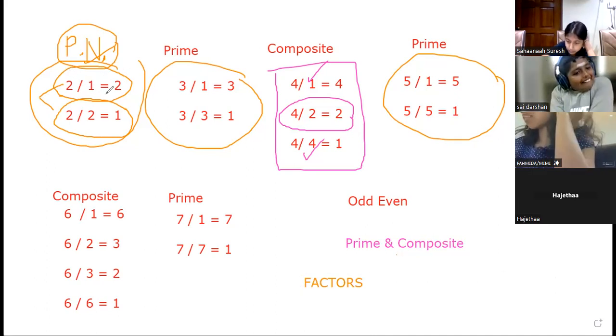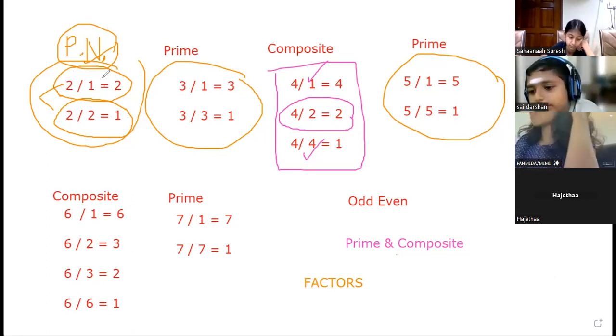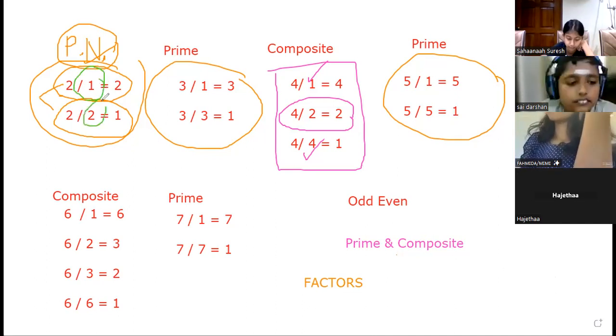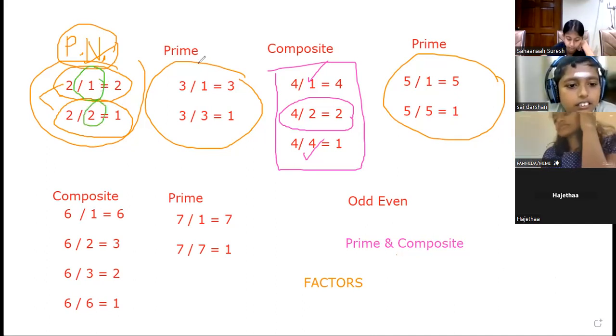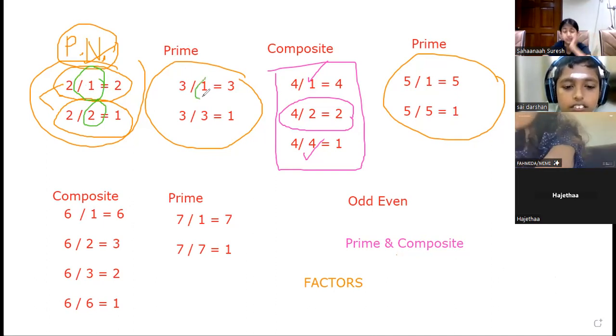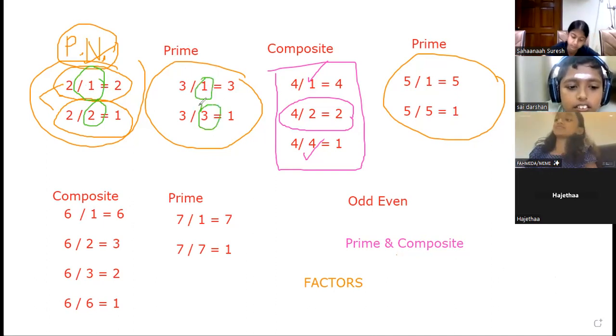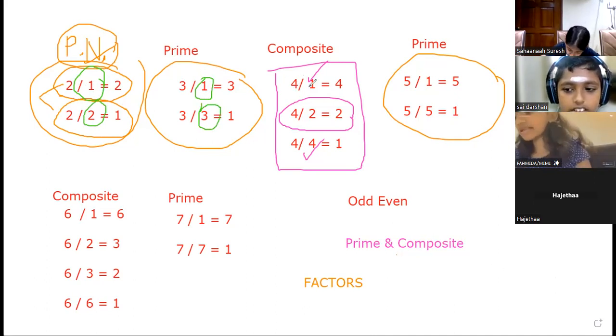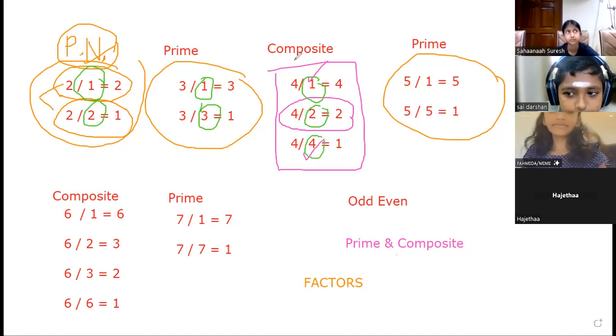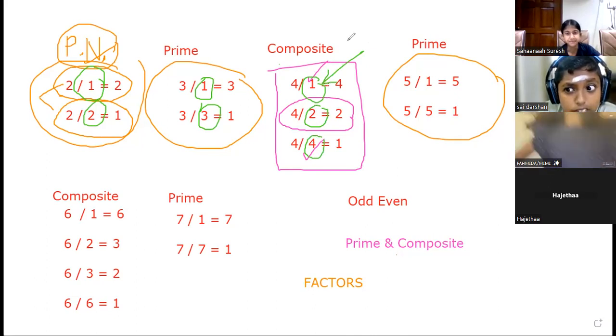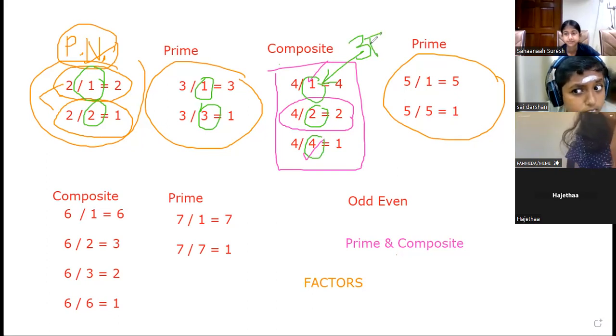2 divided by 1 is 2. 2 divided by 2 is 1. The factors for 2 are 1 and 2, the numbers you divide with. The factors for 3 are 1 and 3. The factors for 4 are 1, 2, and 4. Can you see? So how many factors do we have for number 4? We have 1, 2, and 4. So you have 3 factors. Do you understand?